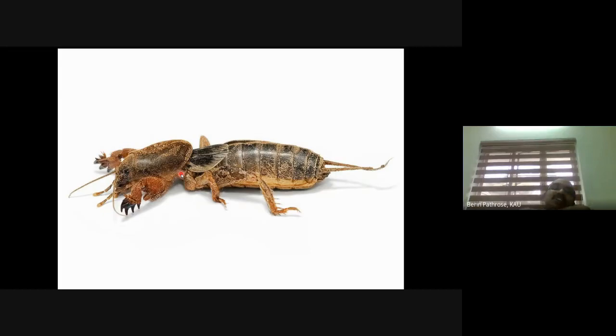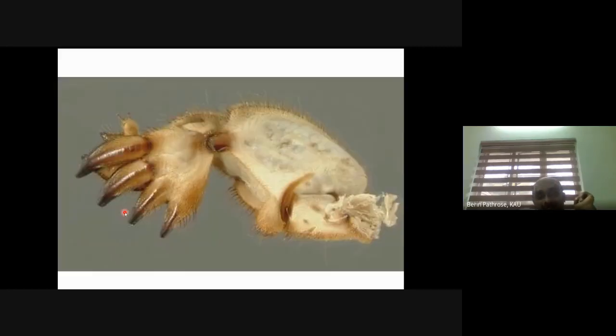So see the modifications of the forelegs of this mole cricket. See the tip of the foreleg, it has numerous spines over here. With these numerous spines, it can dig the soil and move into the soil. So this kind of modification is called fossorial legs.